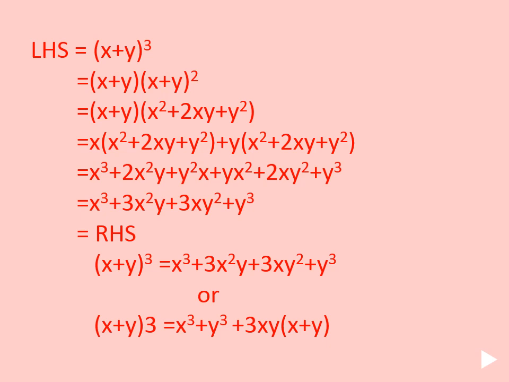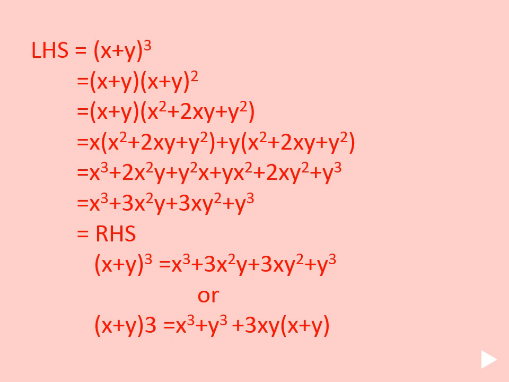Similarly, 1 y square x is here and 2xy square is there, so both are like terms. Again if we add, we will get 3xy square. So what terms are we finally getting? X cube plus 3x square y plus 3xy square plus y cube. That is our RHS. So the first identity is x plus y whole cube equal to x cube plus 3x square y plus 3xy square plus y cube.